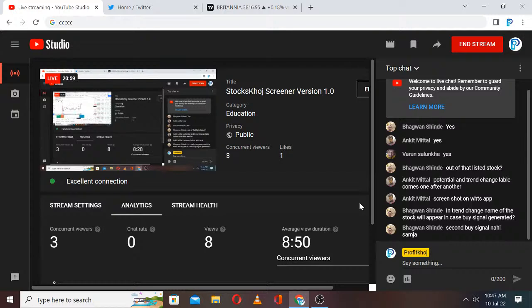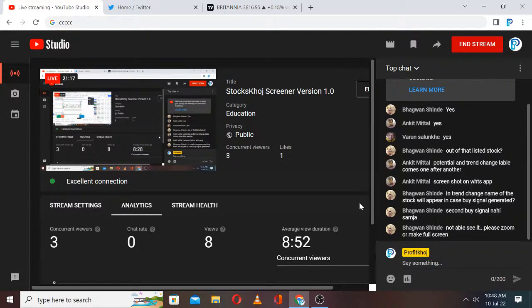I think this is better for me. It is giving many stocks at a time. You can check this. If there is no buy or sell signal, you can avoid it, or if you want to take that trade, you can take it based upon your strategy.